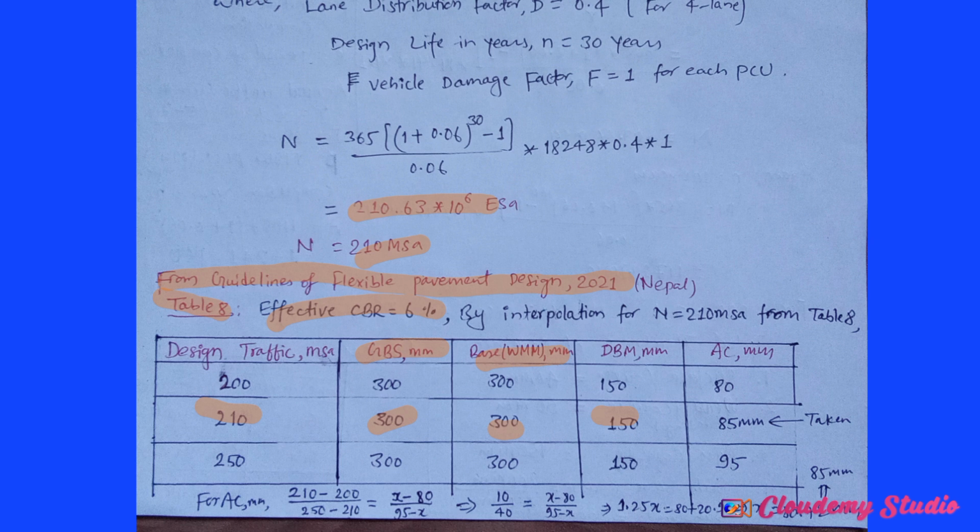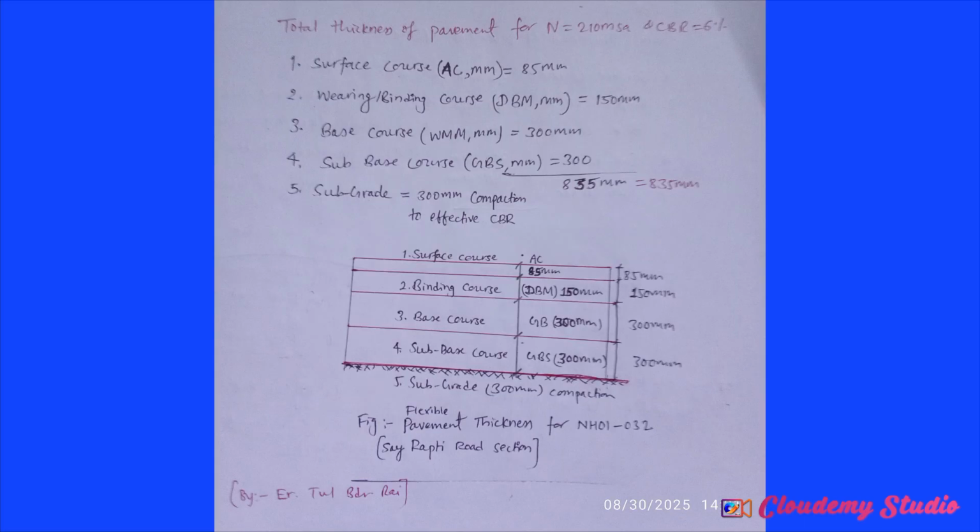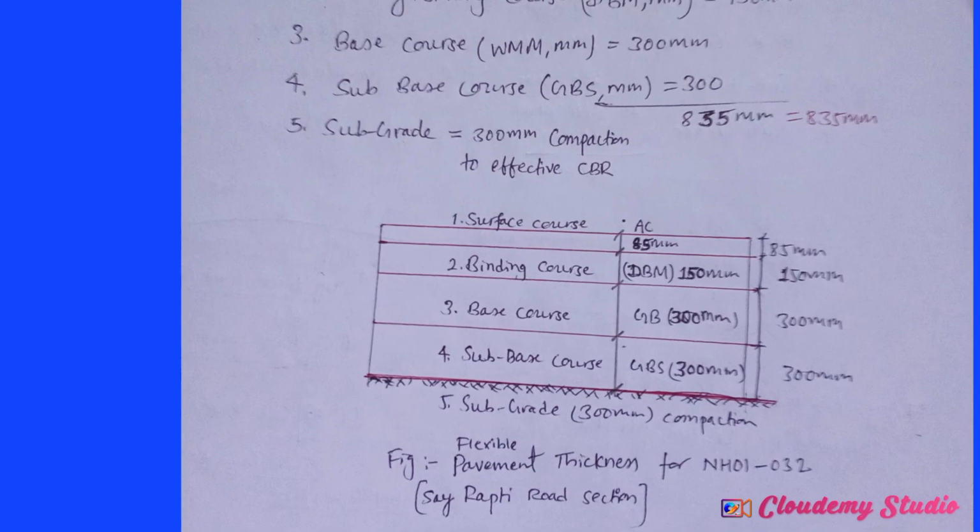Then the binding course, dense bituminous macadam of 150 mm thick, is applied. Then the wearing course of asphalt concrete of 85 mm is applied. This data is obtained from the guidelines of flexible pavement. By interpolating for 210 between 200 MSA and 250 MSA, we get these values. Thus we find the thickness of different layers of flexible pavement in this way.